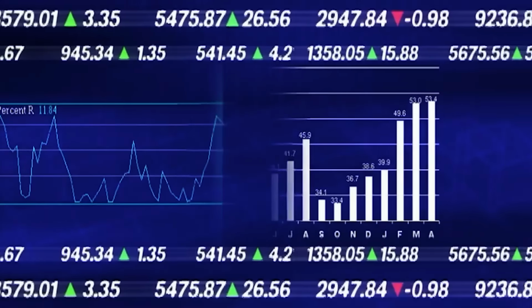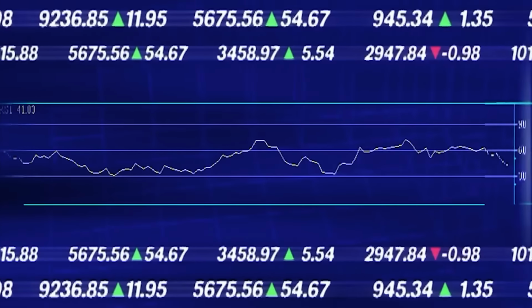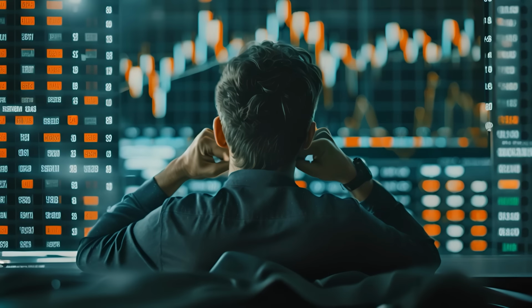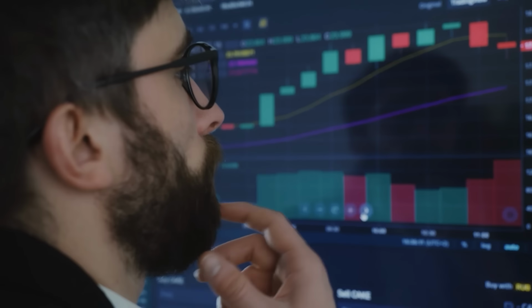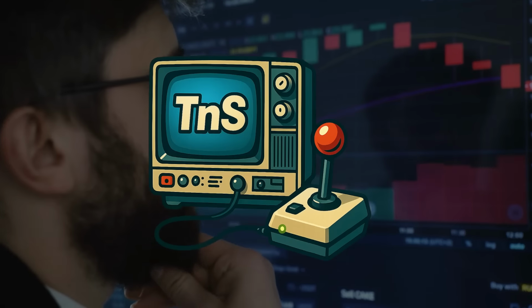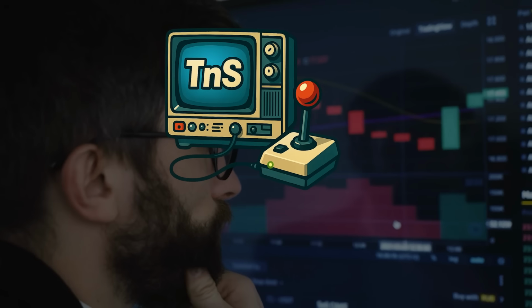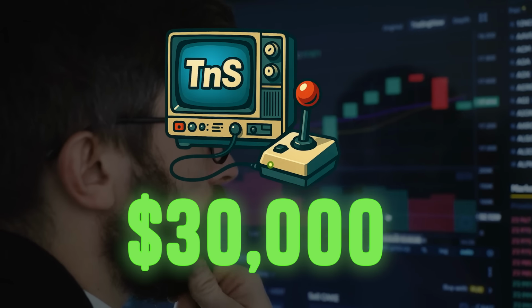Now, what if I told you I developed a fully mechanical trading strategy that's so simple you could just plug it into TradingView and start trading? No complicated setups, no extra thoughts, just pure and proven results. That's exactly what TnS is all about. In just 3 months of tracked real trades, TnS made over $30,000 with just one NQ contract.